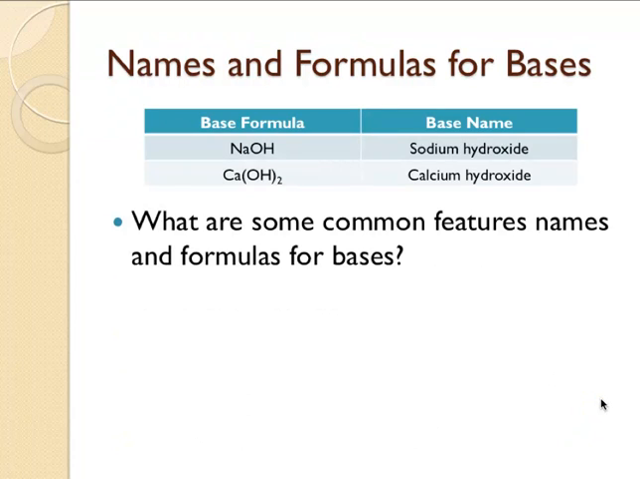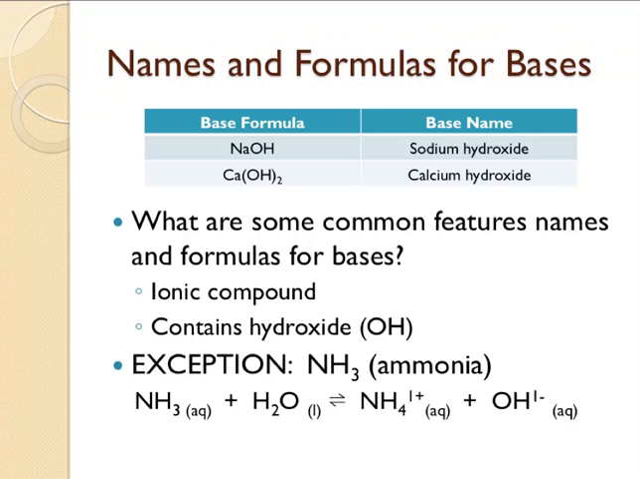So let's flip the slide and talk about names and formulas for bases. Okay, if you notice here, I've got sodium hydroxide and calcium hydroxide. Those are the formulas. We know the names from naming ionic compounds. What are some common features of the names and the formulas for most bases? Hopefully you picked up that they're ionic compounds and they contain the hydroxide polyatomic ion. This should have a negative charge on it, because it is an ion.